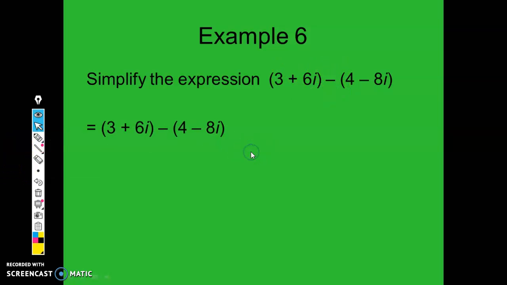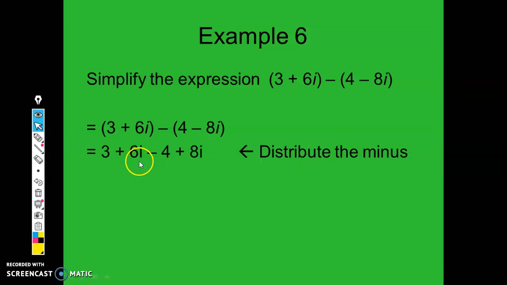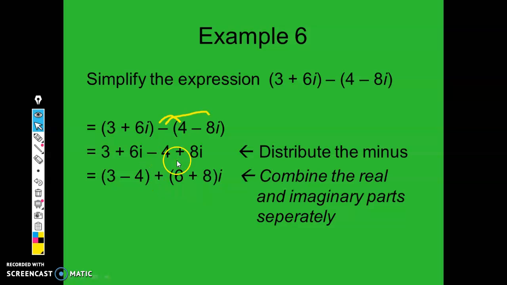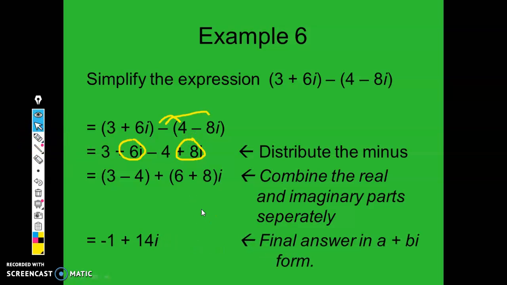But first, before we do that, we need to distribute. Okay, so we're going to distribute the minus sign in. So we have negative 4 plus 8i. Okay, so after you distribute the minus sign in, next, what we're just going to simply do is combine the real parts and combine the imaginary parts. Okay, so I mean, you don't even need to write this step. You could just think, okay, I'm combining 6i with 8i, so that makes 14i. Okay, and 3 minus 4 is negative 1. So there's your final answer in a plus bi form.